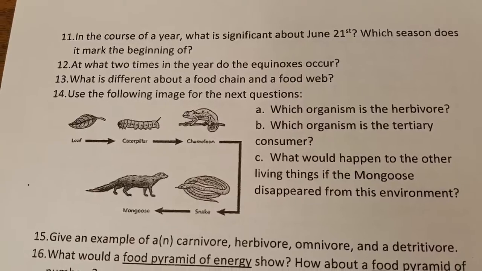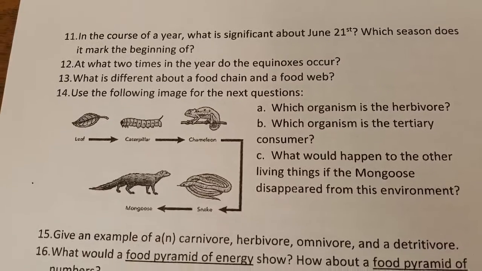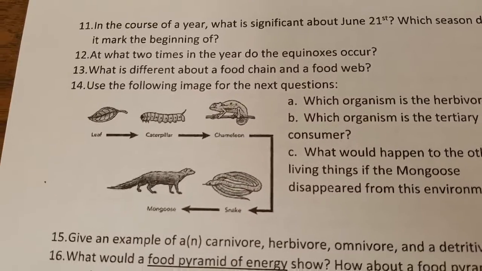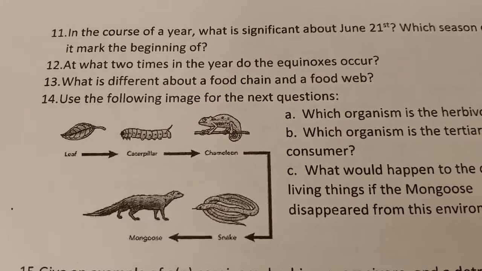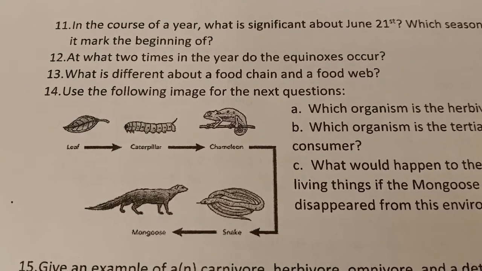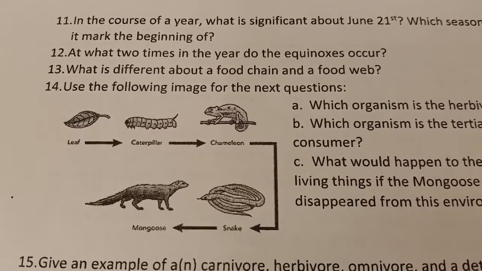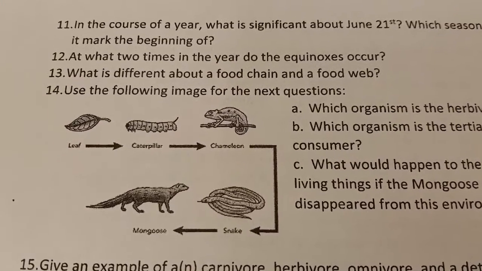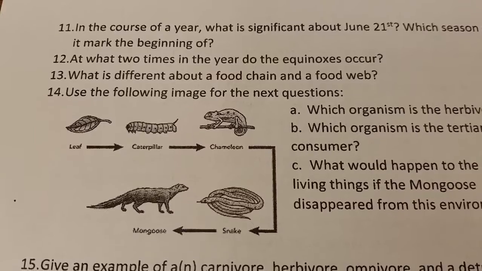At what two times in the year do the equinoxes occur? Well, that's the spring equinox and the fall equinox. And that would be September 21st is the fall equinox, and March 21st is the spring equinox.